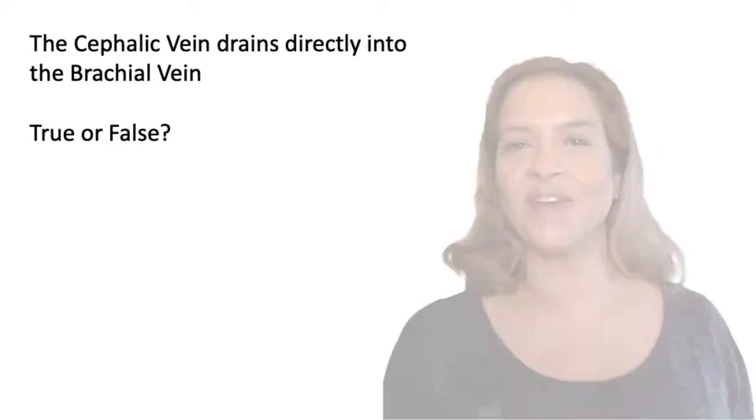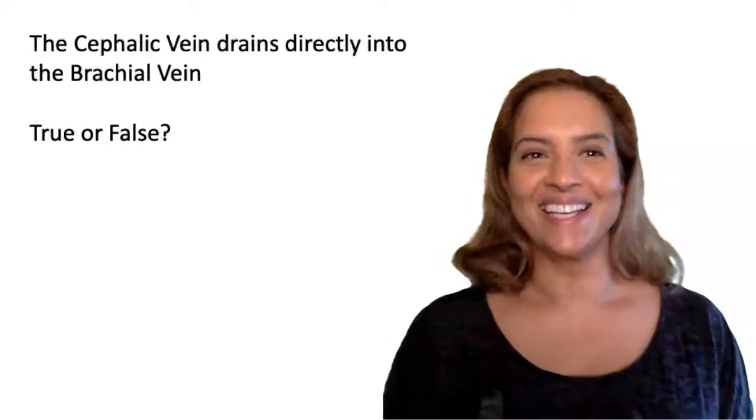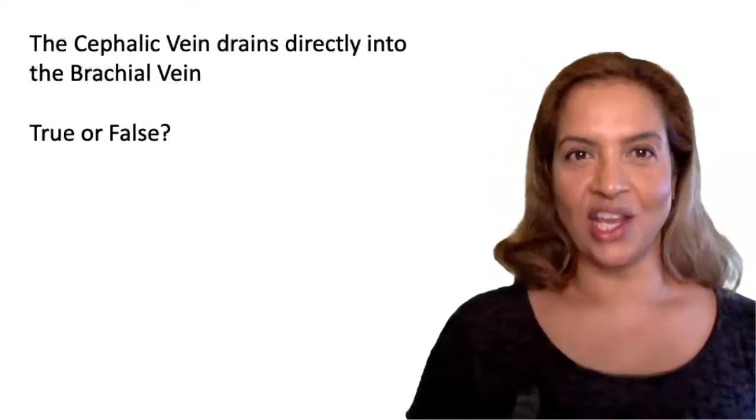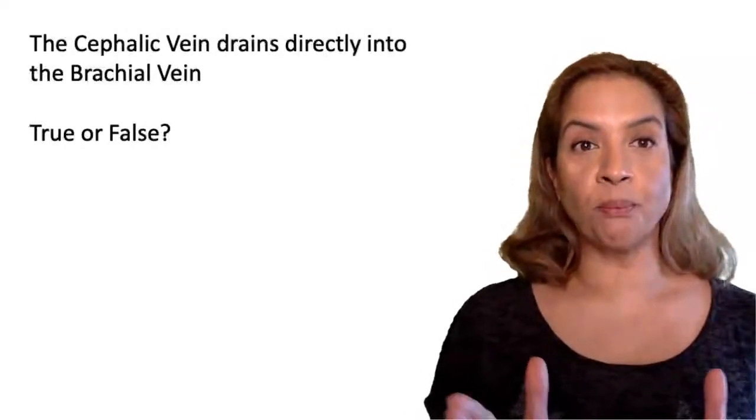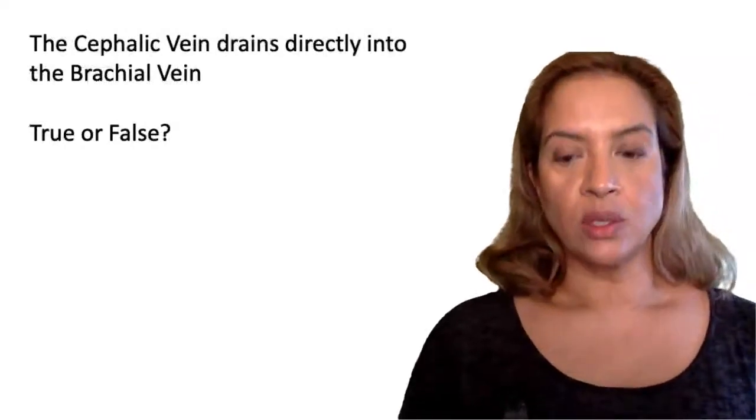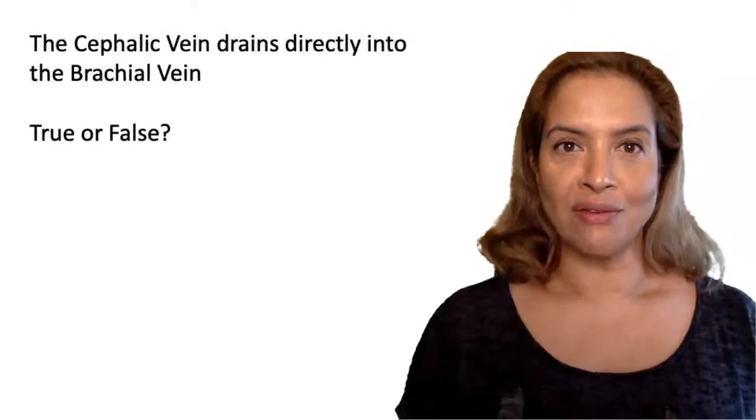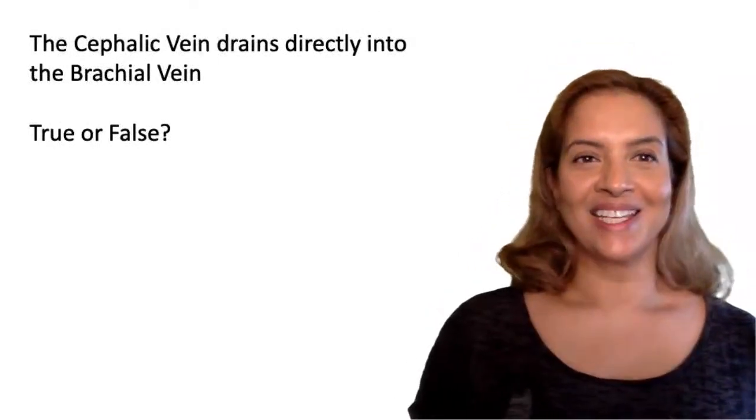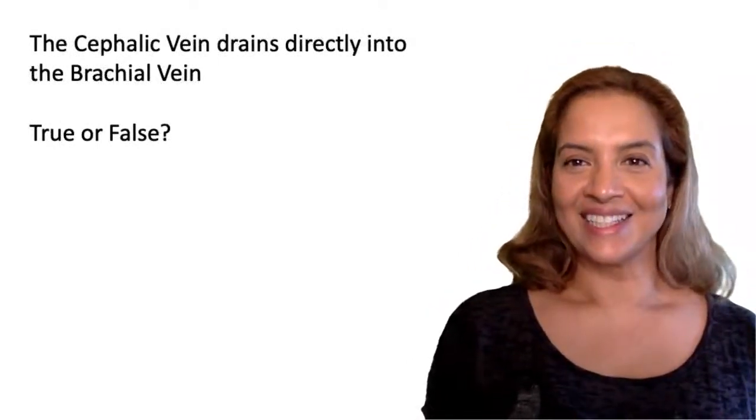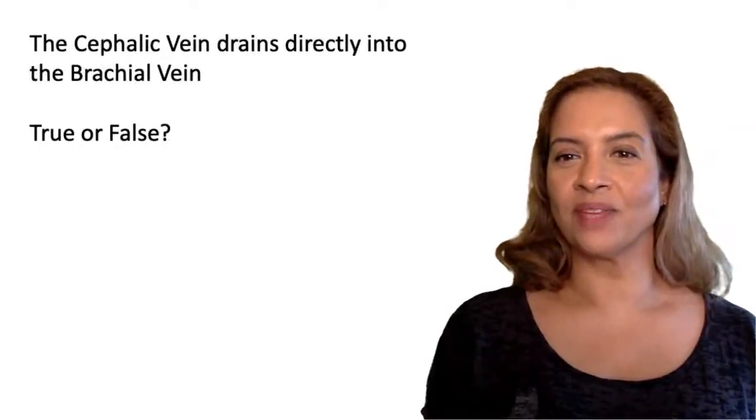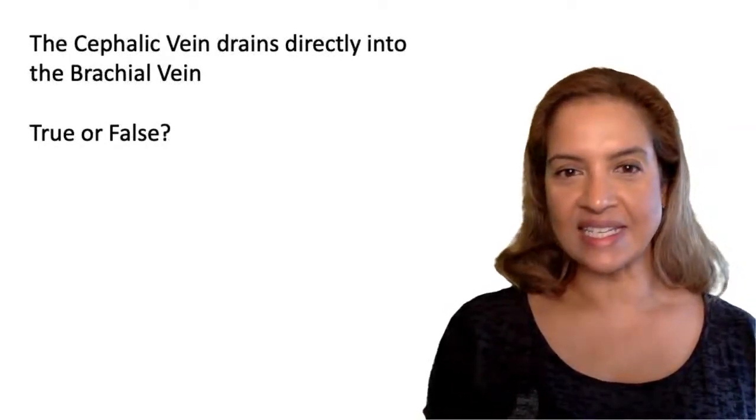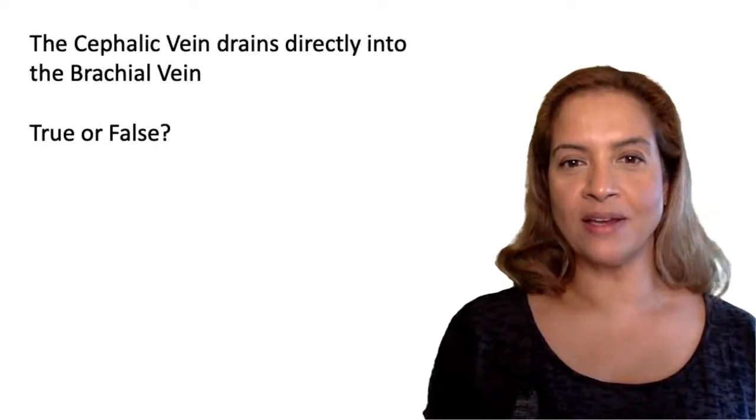Now, my final question for today is: the cephalic vein drains directly into the brachial vein of the arm. So does the cephalic vein drain directly into the brachial vein? Is that true or false? The answer to that question is, let me flick it on.